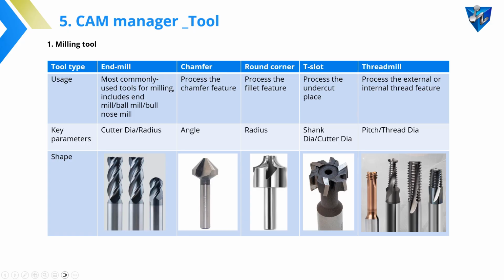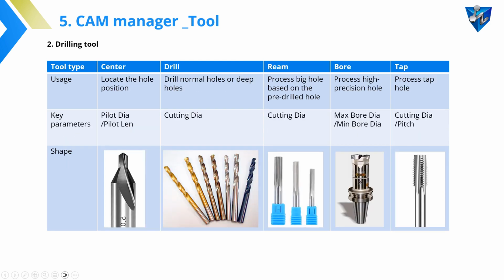Now let's check the Tool Manager. We can create different kinds of tools in ZW3D, including milling tools, drilling tools, and also turning tools. Turning tools will be introduced in the turning module. As you can see here, this table shows the commonly used milling tools. You can find the usage, key parameters, and shape. And the same for drilling tools.